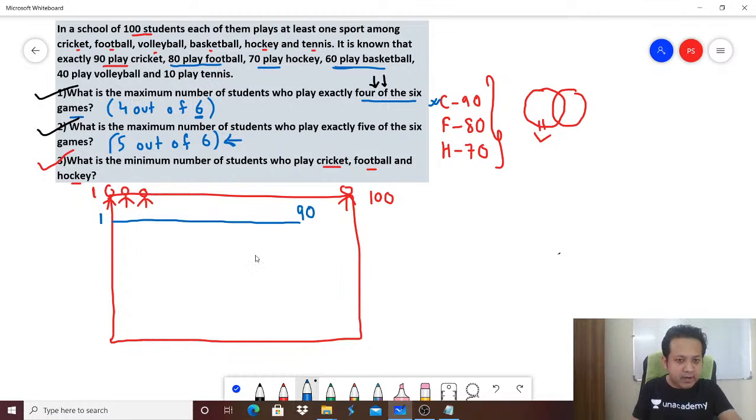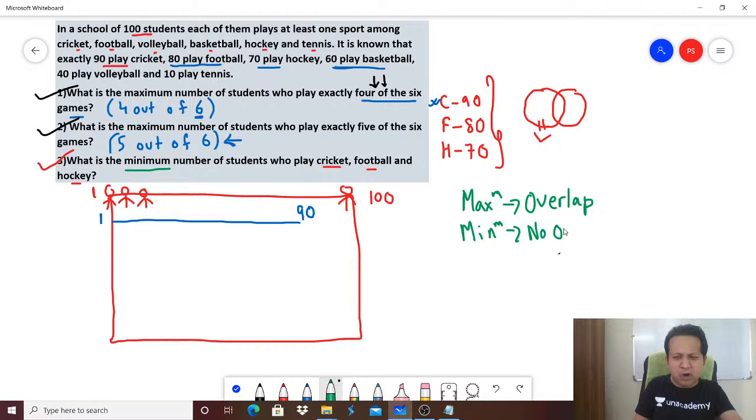Now, remember, the key word here is minimum. When I say maximum, you need to draw the lines in such a way that the lines are overlapping. If the question changes to minimum, there should not be any overlap. That's it, as simple as that. Maxima, overlap. Minima, no overlap. So draw 3 lines in such a way that they do not overlap.